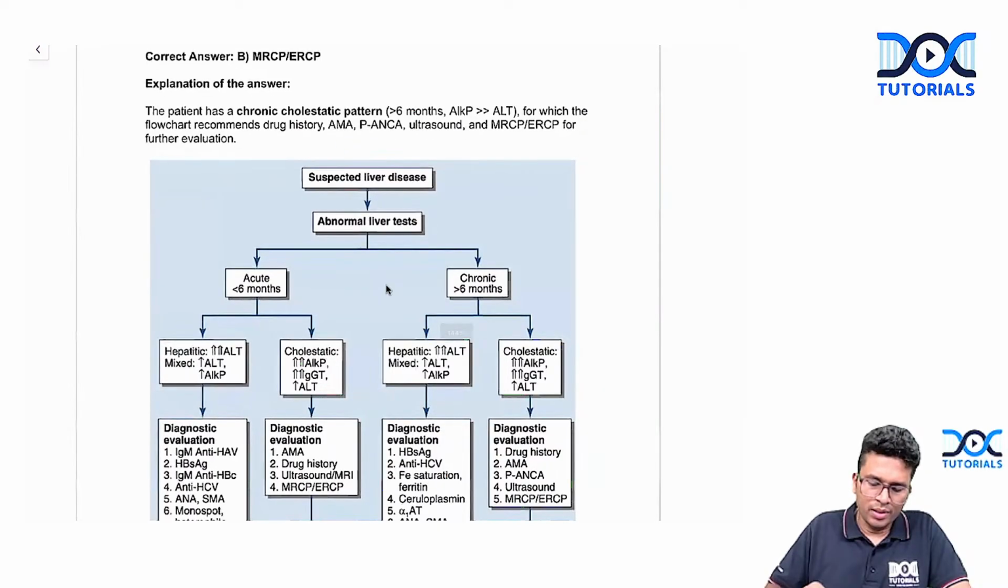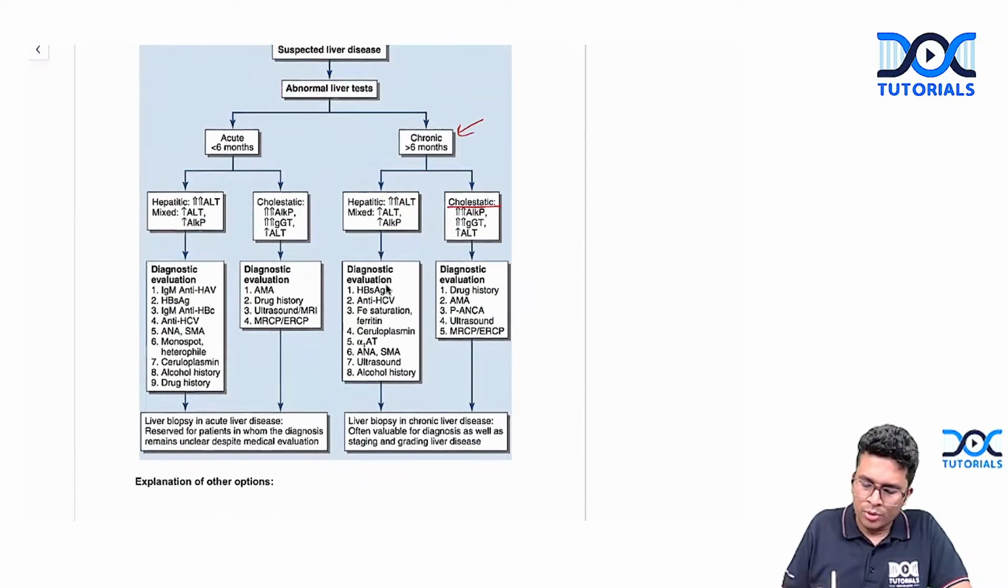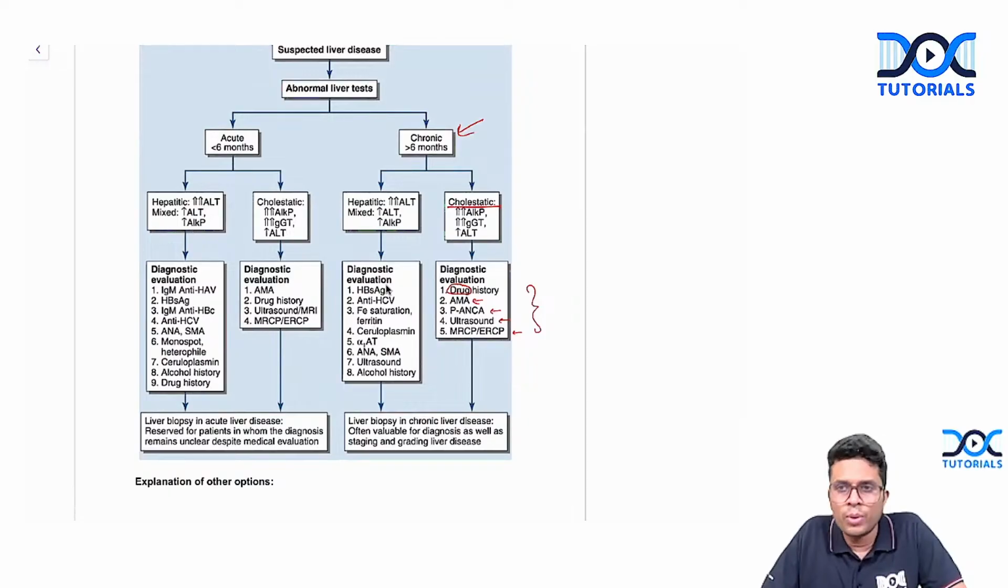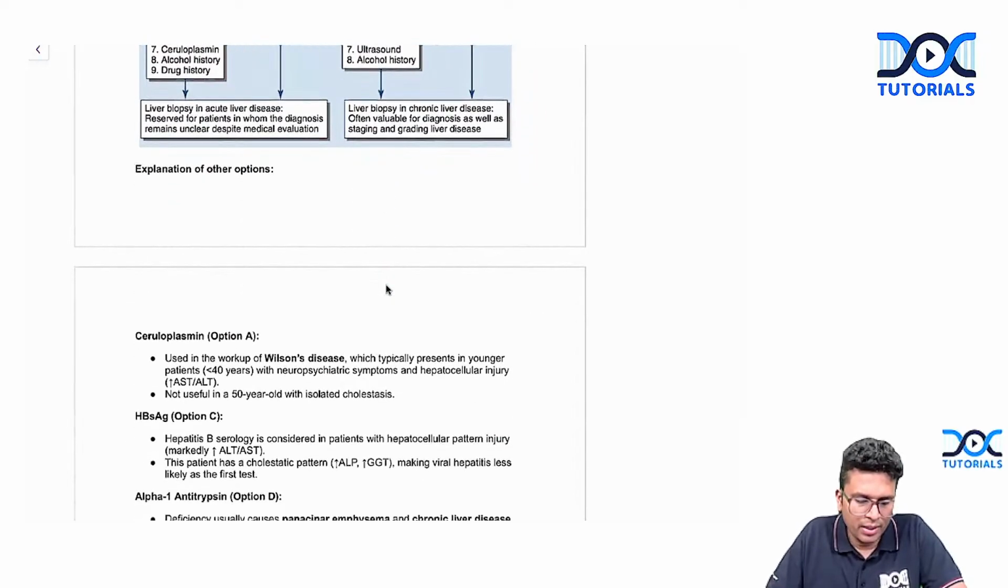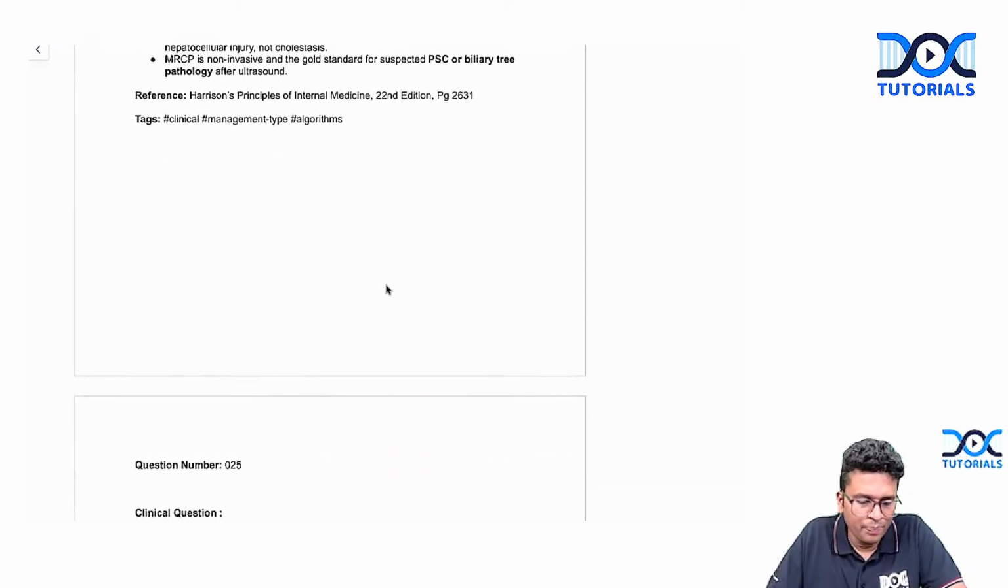So always remember guys, when there is a chronic history and you are having a cholestatic pattern, you should take a thorough drug history. Please rule out PBC. AMA can be sent. Ultrasound and MRCP are the directions to go for chronic cholestatic syndromes. Okay, so this is again a good question from the recent edition of Harrison.